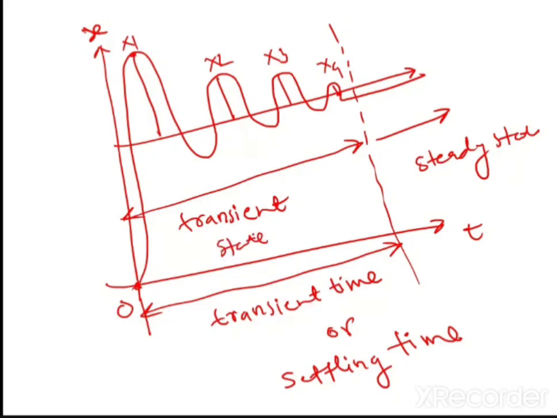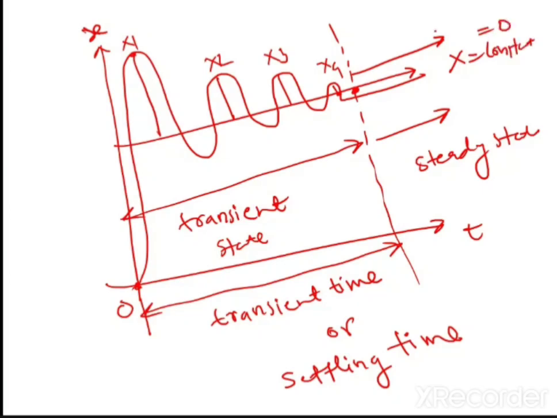After some time, this transient state will vanish. This transient state will eventually die out. It will become 0, and the state will reach this dotted line. This state is called the steady state, where your output, that is x, is constant. X is constant, or it is zero.